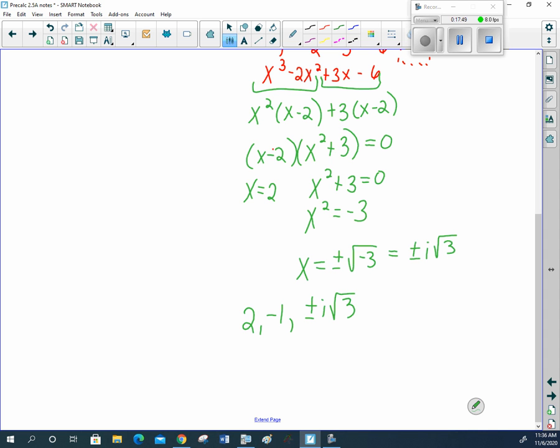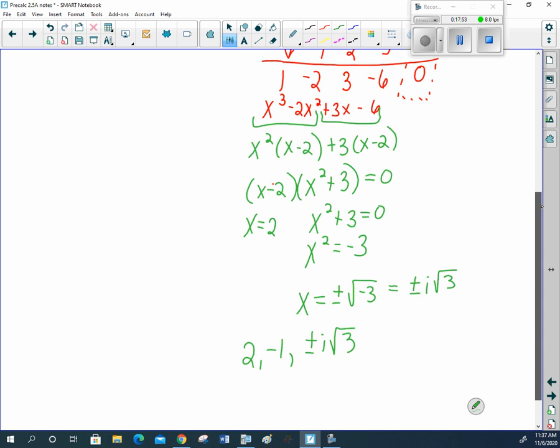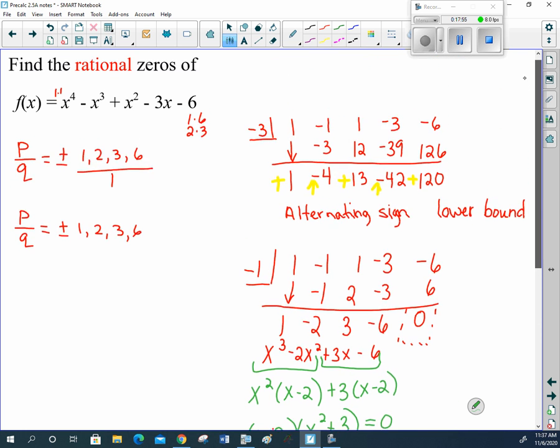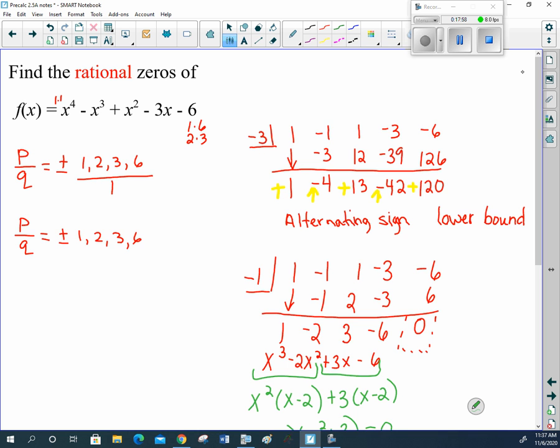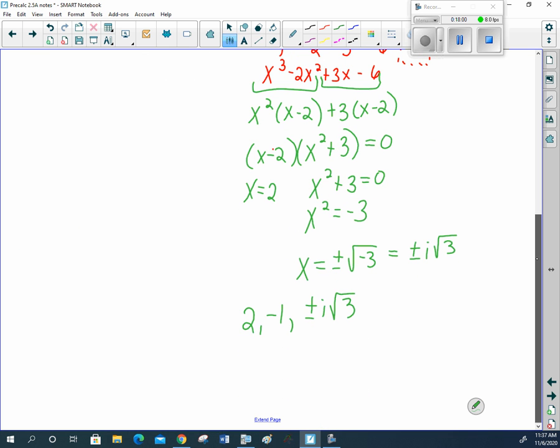Okay, out of this list, which ones are considered, what was our question? We've got to look at our question. It said to find all of the rational zeros. Out of that list, which ones are rational? Are they all rational numbers? No. Imaginary numbers are not rational numbers, right? So out of this list, the only two that they really wanted was 2 and negative 1. Okay, so those are our rational zeros.